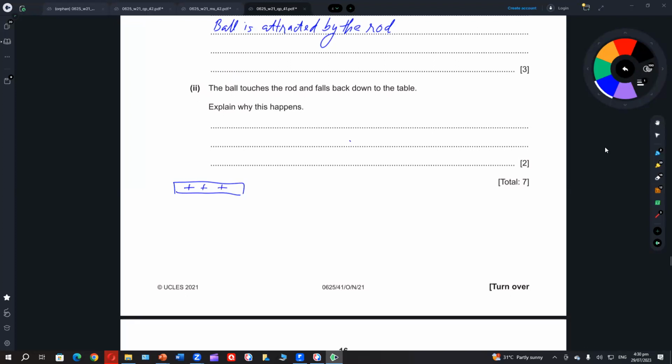Now read part number 2, Hamad. The ball touches the rod and falls back down to the table. Explain why this happens. I'm explaining it in a diagram way. You have to copy the diagram with me.